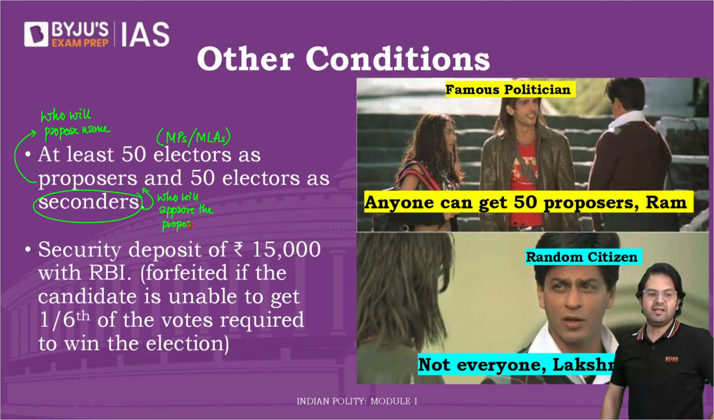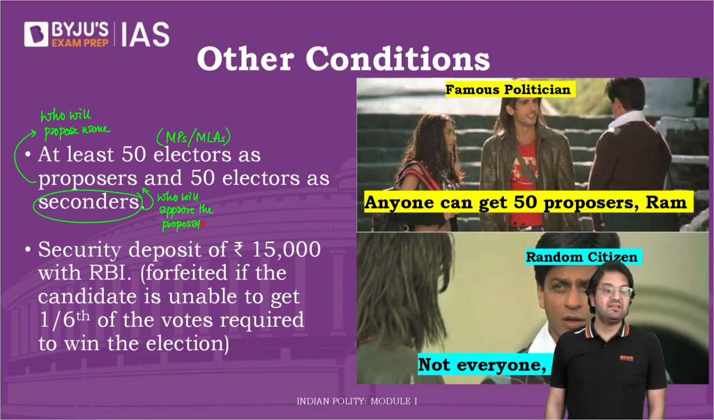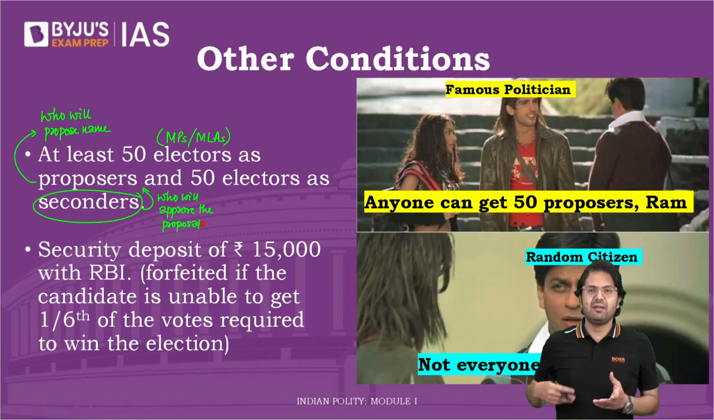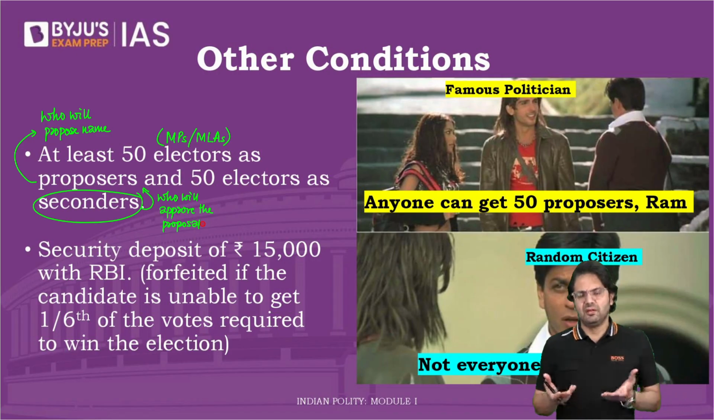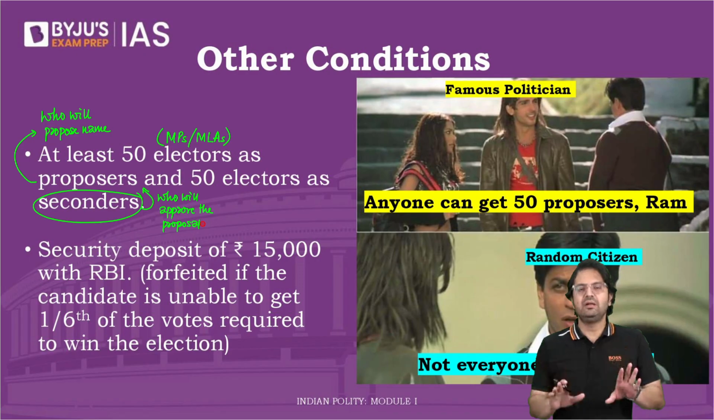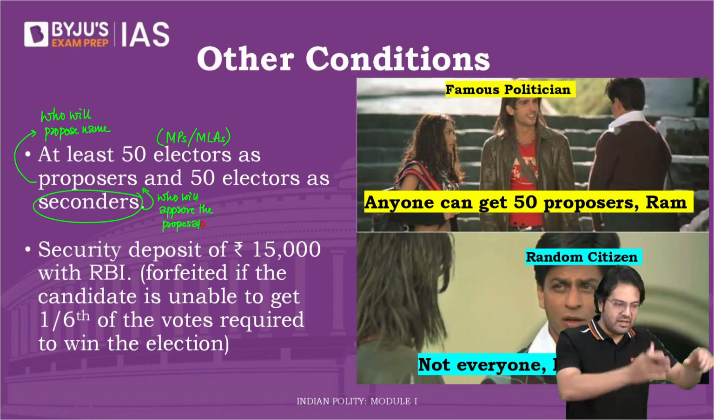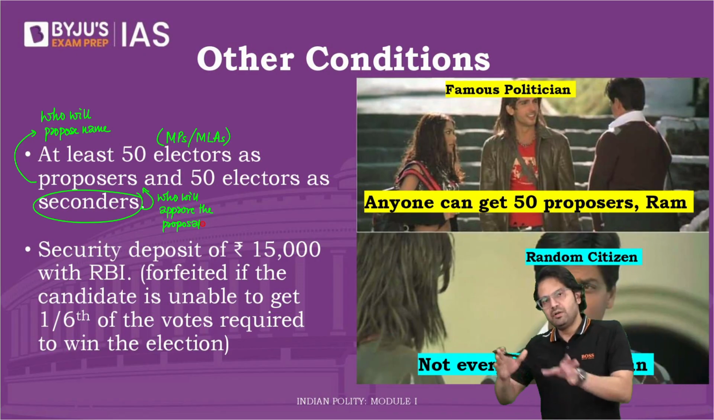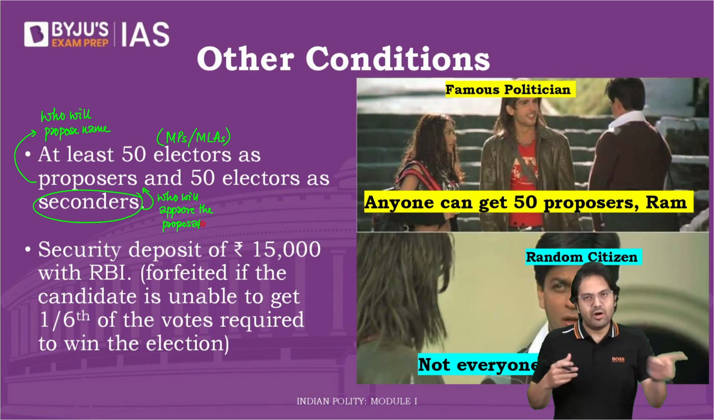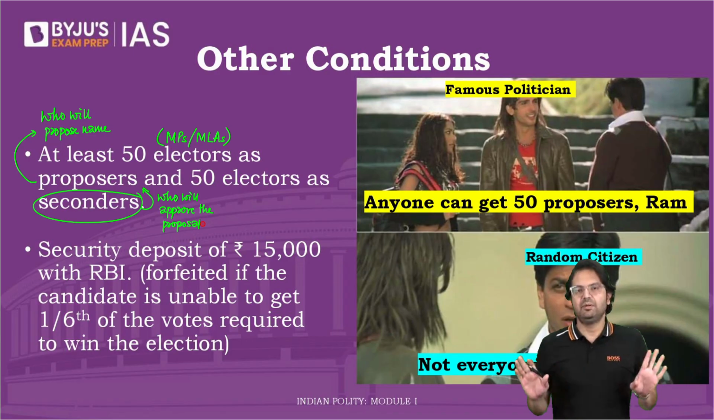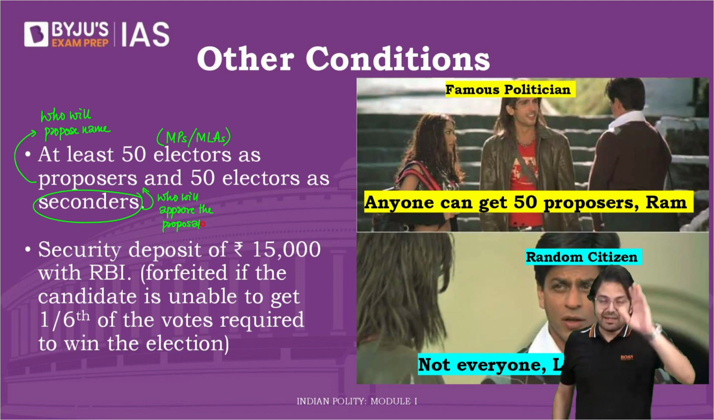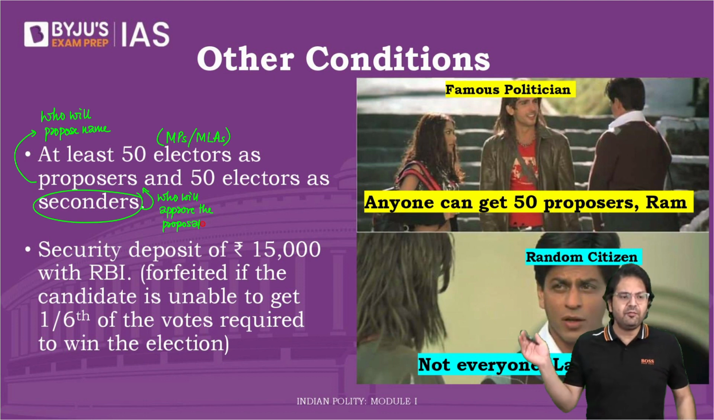In total, how many MPs, MLAs? 100 MPs, MLAs, right? It can be 30 proposers who are MPs and 20 MLAs, or 49 MLAs and 1 MP. You need 50 proposer signatures on one page and 50 seconder signatures on the other page. And if I am an MP or an MLA, I can be the proposer or a seconder for only one candidate. Simple.